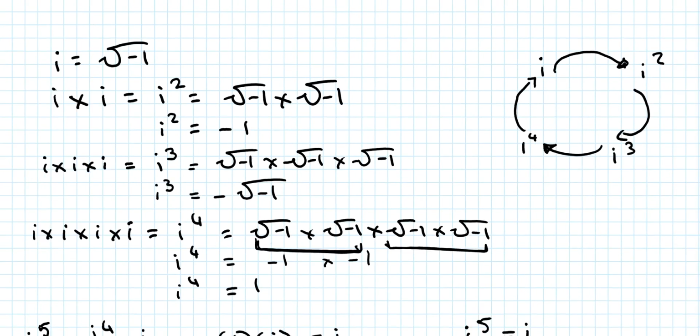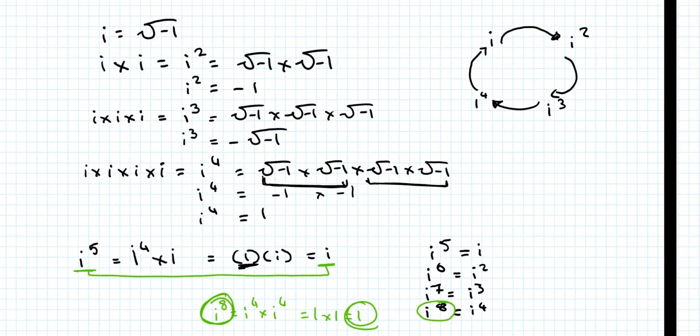So there's a cyclical nature to this. The cyclical nature is that i multiplied by i gives i squared, multiplied by i gives i cubed, multiplied by i gives i to the 4. And if you multiply by i again, you're going to get back to the same value of what i is.